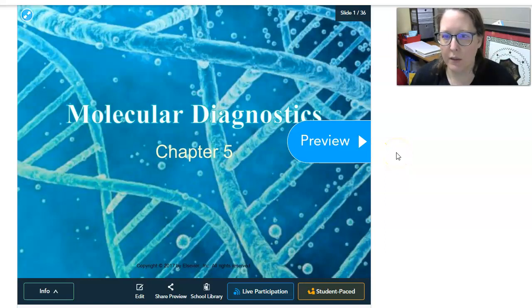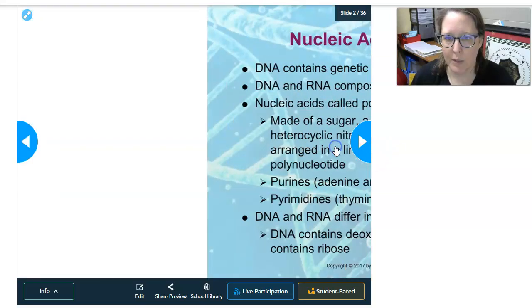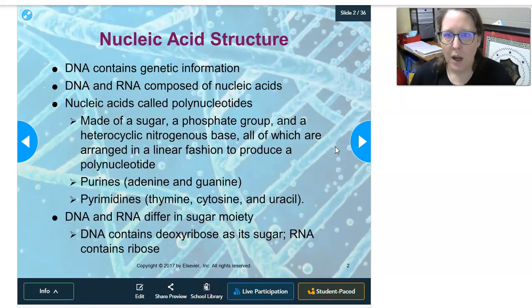So we're going to do a quick overview of molecular diagnostics. By no means is this thorough at all. It's just really skimming over it so that you get some of the gist of it and some of the basic information related to molecular. Okay, so let's start with a quick review of nucleic acid structure.